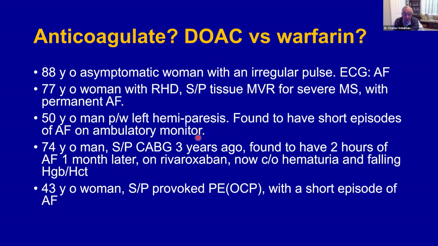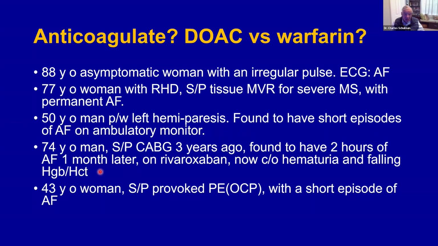Here's a 50-year-old man who presented with a left hemiparesis, which was thought to be cardioembolic when he was found to have short episodes of AFib on an ambulatory monitor. So even though he's only 50, he has a cardiac source of emboli, and he should be anticoagulated.